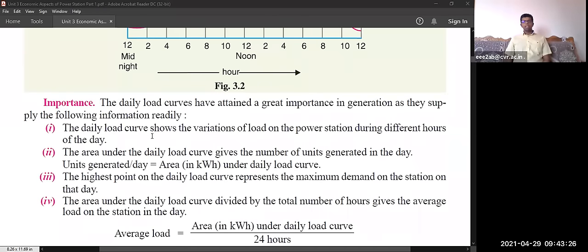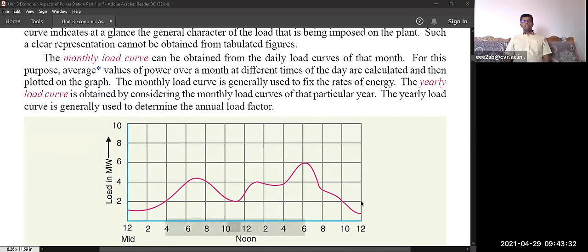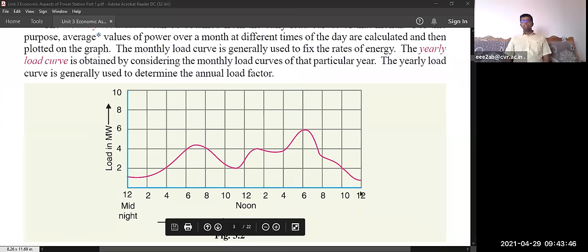So that is the importance of the daily load curve, and there is also a monthly load curve, as I said. Daily, they will note down the maximum demand from the power station, or otherwise the average demand. Based on that, they will plot the monthly load curve, for 30 days, 1, 2, 3 up to 30 days.